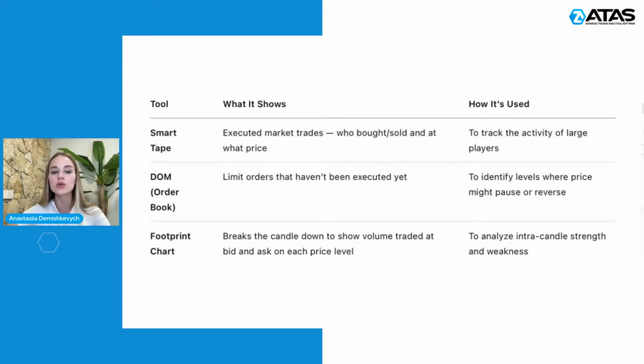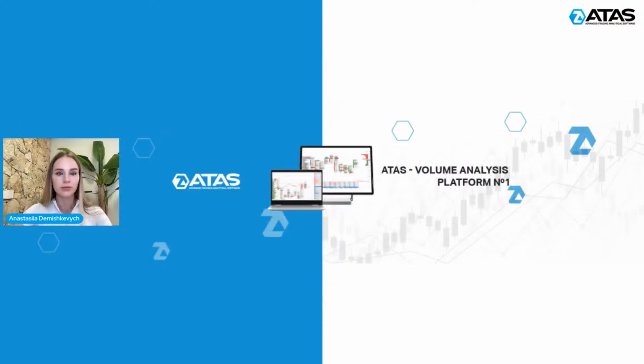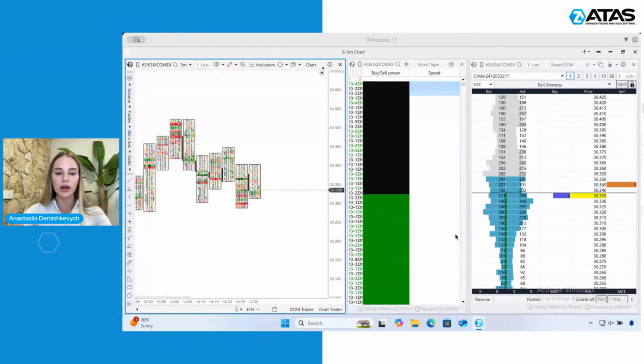Together, all three of those provide an almost X-ray-like view of how large players behave: from their intentions, what they are planning to do, to execution, which trades they have already executed, and the final outcome of the imbalance of buyers and sellers. So now let's switch over to our platform, and we are going to have a look at how those tools work live.